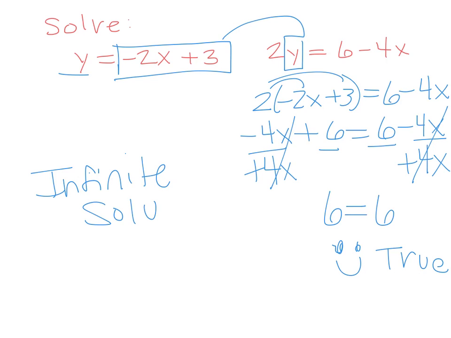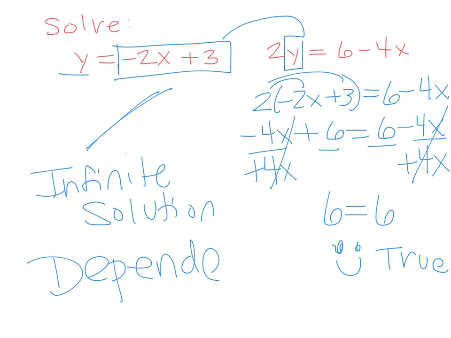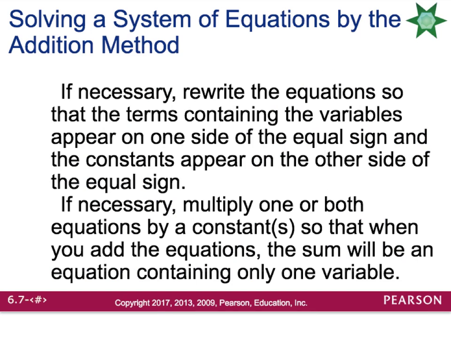So if you were to look at the graph, you would have been given the same line 2 times and they would be graphed on top of each other. Whenever that happens, that's called a dependent system. It does have solutions and it has infinite solutions. Every single dot that is on the line, y equals negative 2x plus 3, is considered a solution.